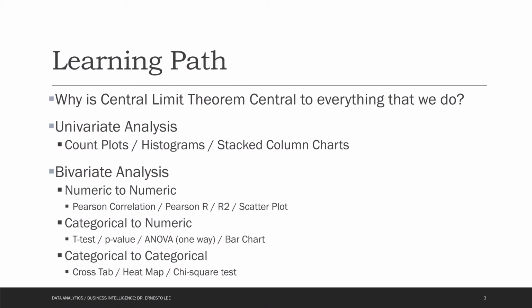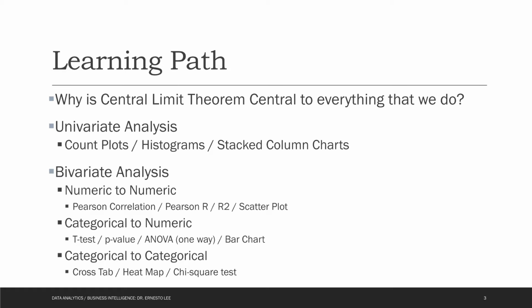I'm going to start with what we're going to cover. This is going to be our learning path. First, going to start with a recap of what central limit theorem is and why central limit theorem is germane to understanding anything and everything that has to do with data analytics and data science.